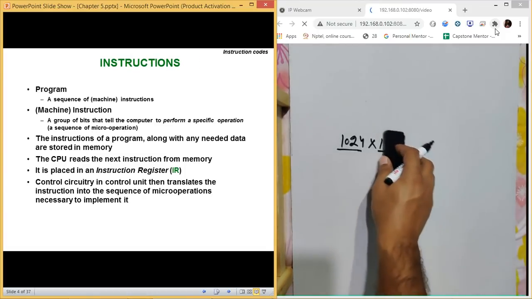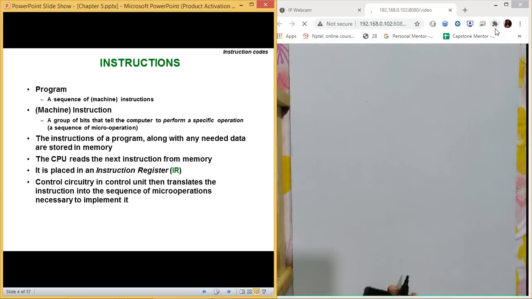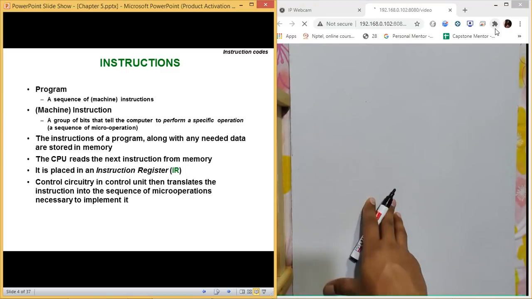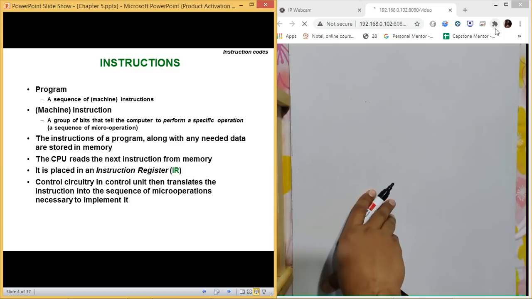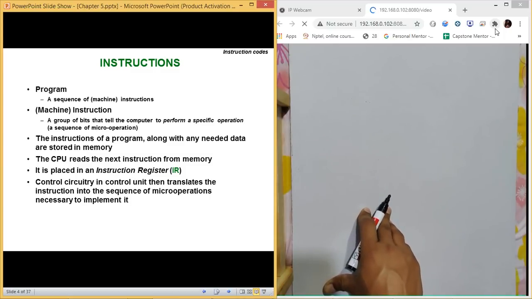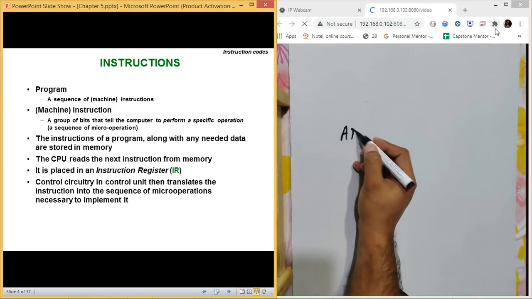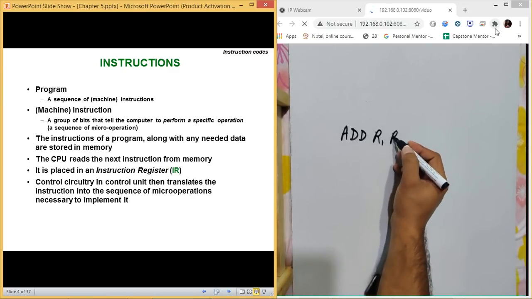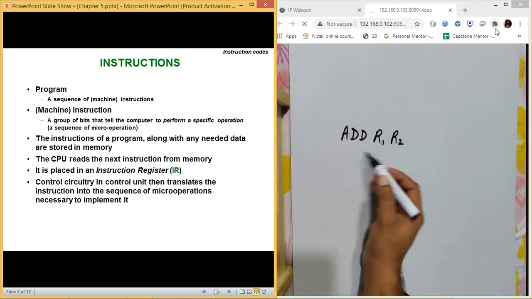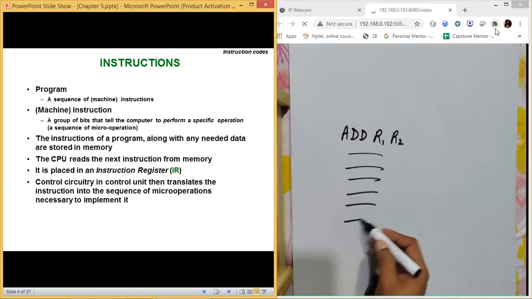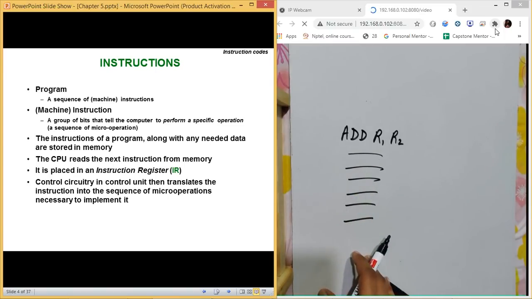Now let us move to the next thing, that is an instruction. What is an instruction? We have a sequence of instructions which combine to make a program. First of all, let us talk about a program, then we will talk about the instructions as well. A program is just a sequence of instructions. Now, what is a machine instruction? Like we talked earlier as well, if I'm writing add R1, R2, this is one instruction. If I write 5 or 10 such statements, then it will become a program.